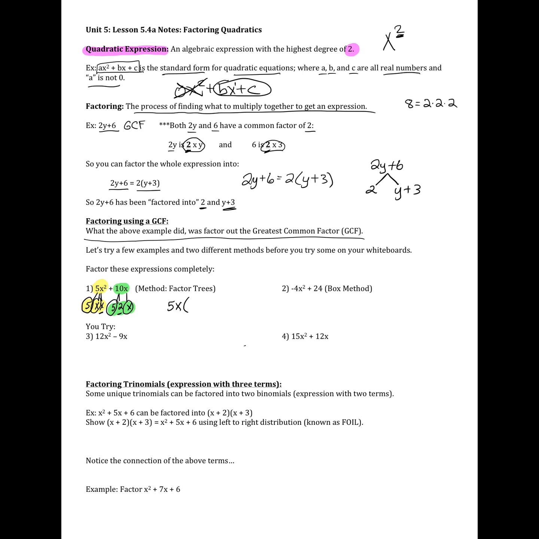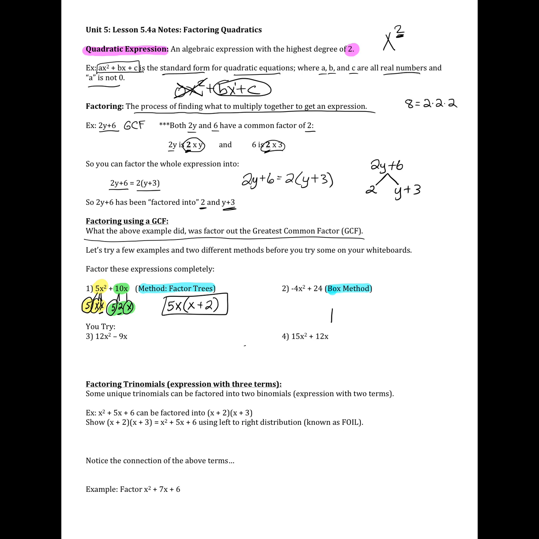Now inside parentheses, I'm going to write what's left over. There was an x left in the first term. There is a plus sign that connected the two, and then there was a 2 to bring down. And that is the answer. A second method that we can use is called the box method. It basically shows us the area model.